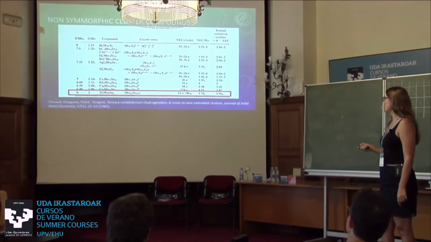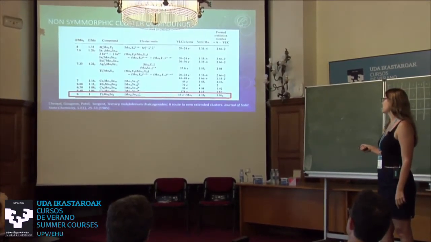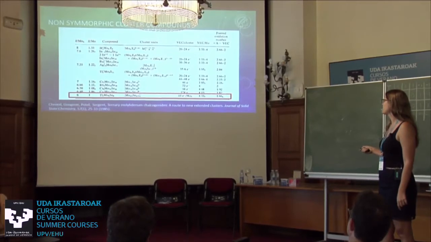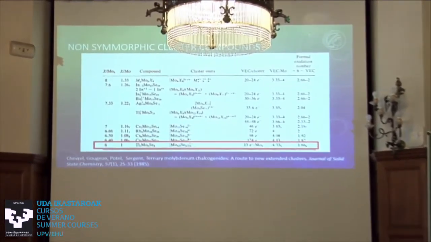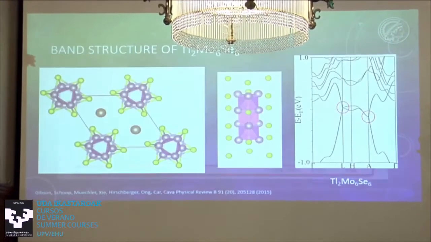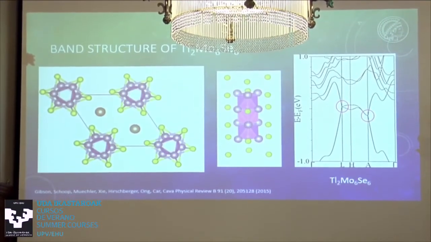And if you look at the compound where this infinite cluster was present, it was actually not a charge balanced compound, so it has 4.3 valence electrons per molybdenum, something odd. Then, together with Quinn also at Princeton, we looked at this compound, and so here again you can see the screw. You have three molybdenums in this direction and in the other one.